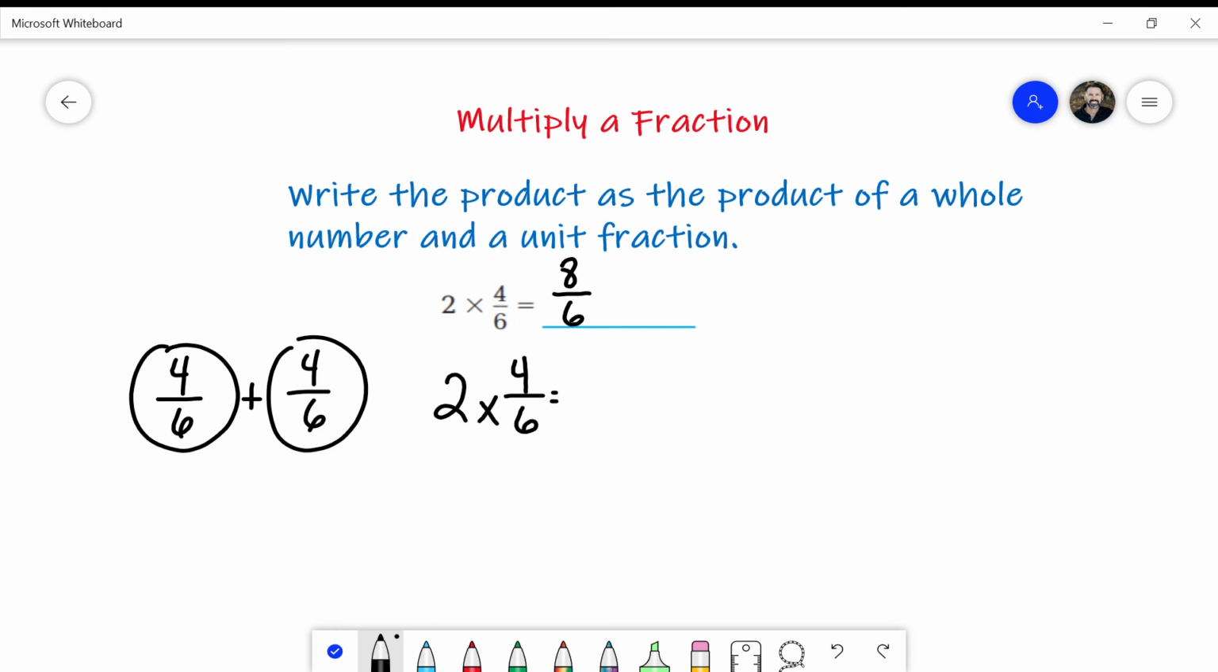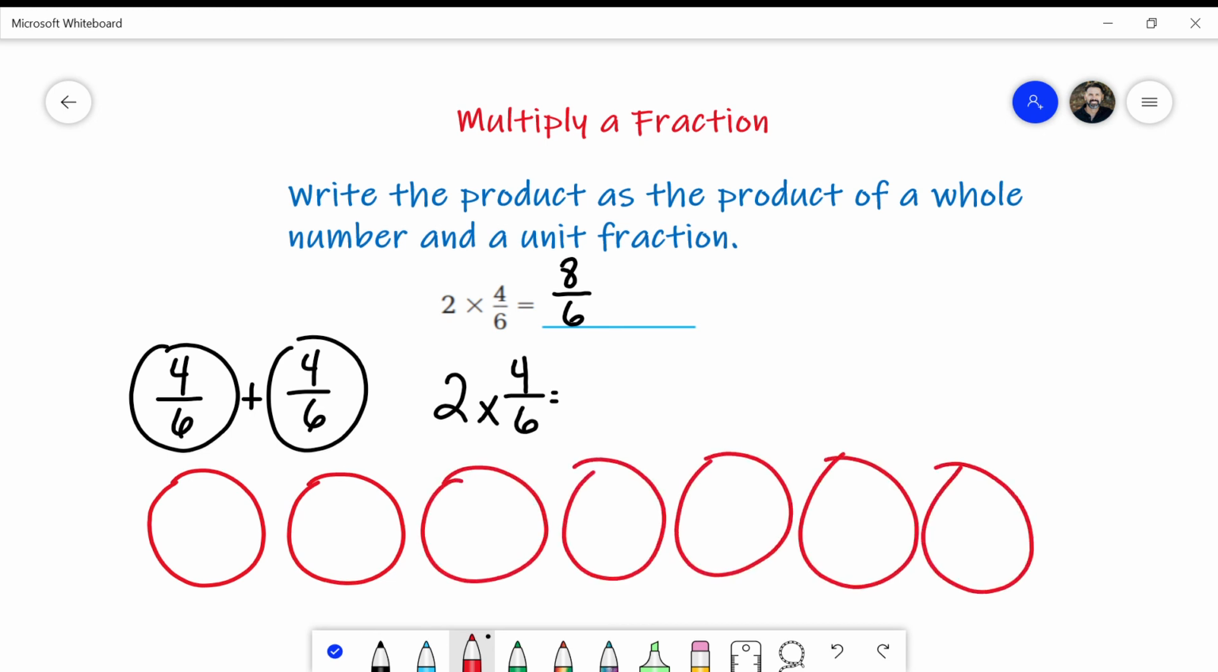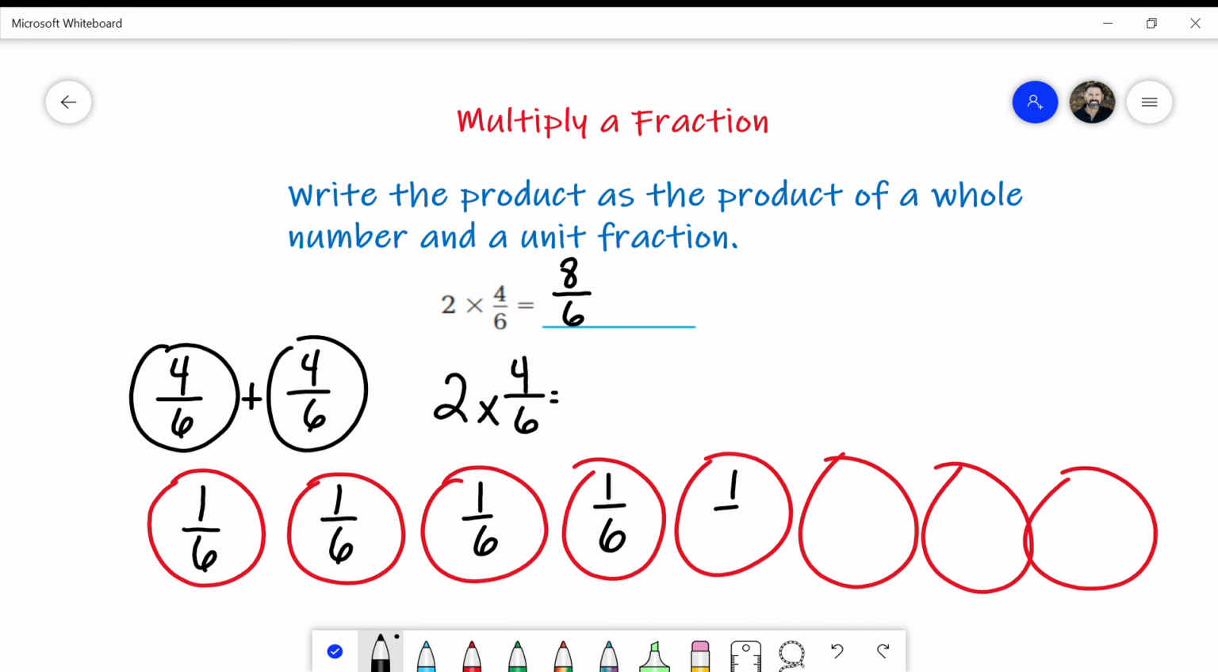The numerator tells me how many groups. So I have 8 groups: 1, 2, 3, 4, 5, 6, 7, 8. And then I'm going to put the same fraction inside. So 8/6, I'm going to put 1/6 in each group, eight times. Let me move this out of the way. All right, so we can see now 8/6 has been broken apart into individual units, individual pieces.